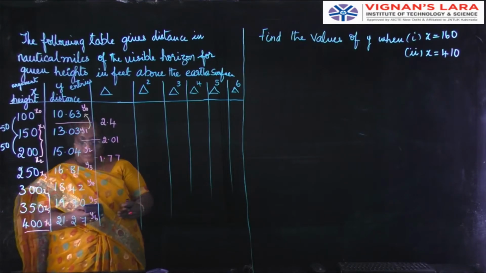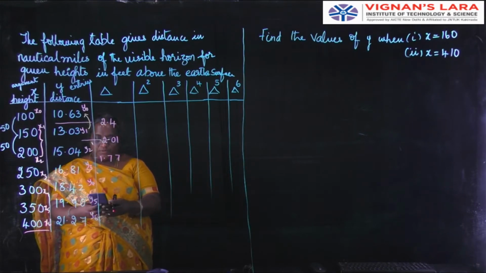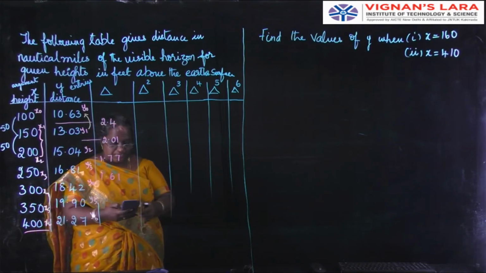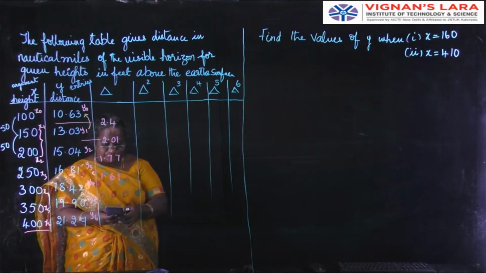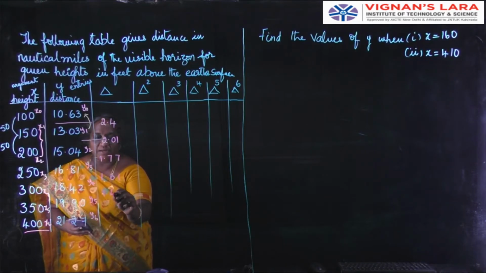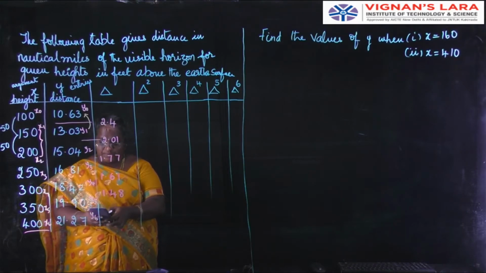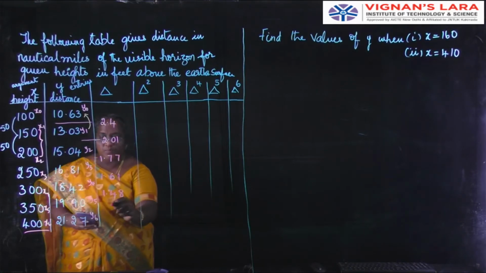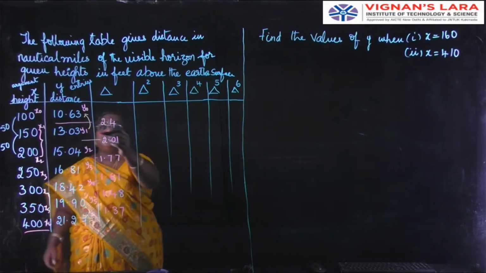Next, 18.42 minus 16.81. So it is 1.61. Next, 19.9 minus 18.42. It is equal to 1.48. Next, last one, 21.727 minus 19.9 is equal to 1.37. So now see, so y1 minus y0.